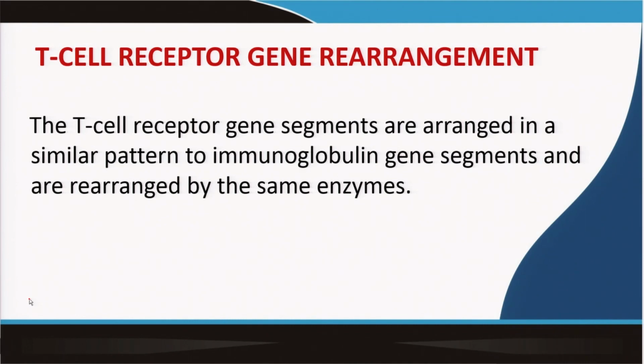So, now after discussing all this part from B cell receptor, let us discuss the T cell receptor gene arrangement. Okay, they are very similar to the B cell receptor according to the mechanism I am talking about. The T cell receptor gene segments are arranged in a similar pattern to immunoglobulin gene segments and rearranged by the same enzymes. So, life is very simple and straightforward. Once you understand that part, you do not have to study much, you just see a few figures and understand what is happening.